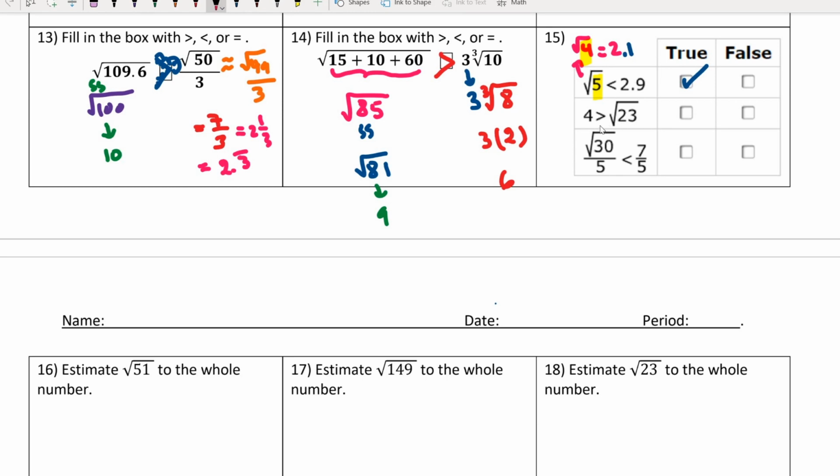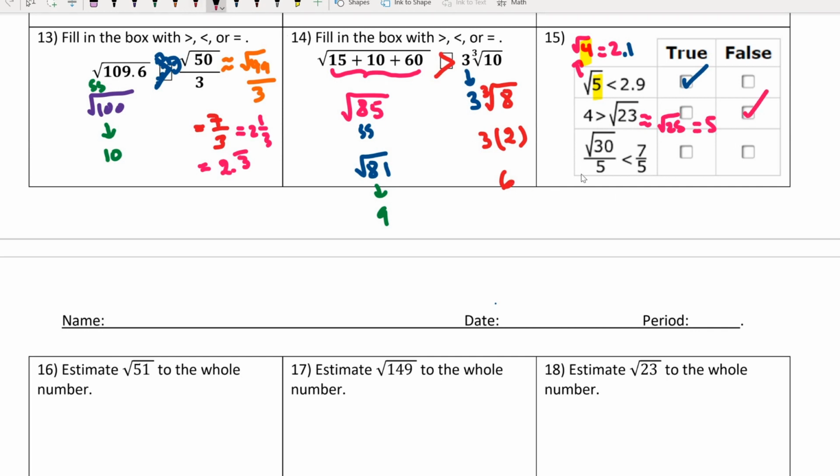Next one. 4 greater than the square root of 23. The nearest perfect square number to the square root of 23 is the square root of 25, which gives you 5. They say 4 is bigger than 5, which is a false statement.